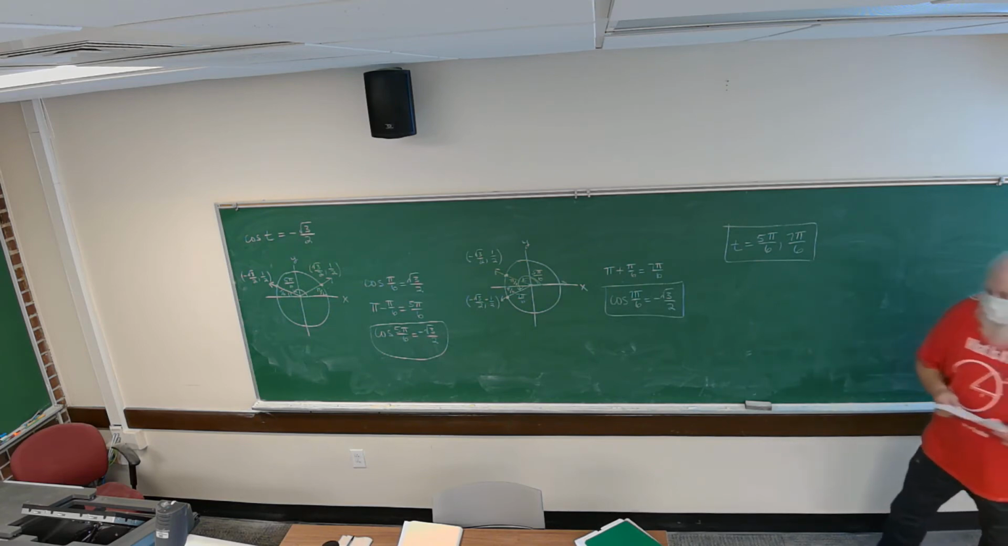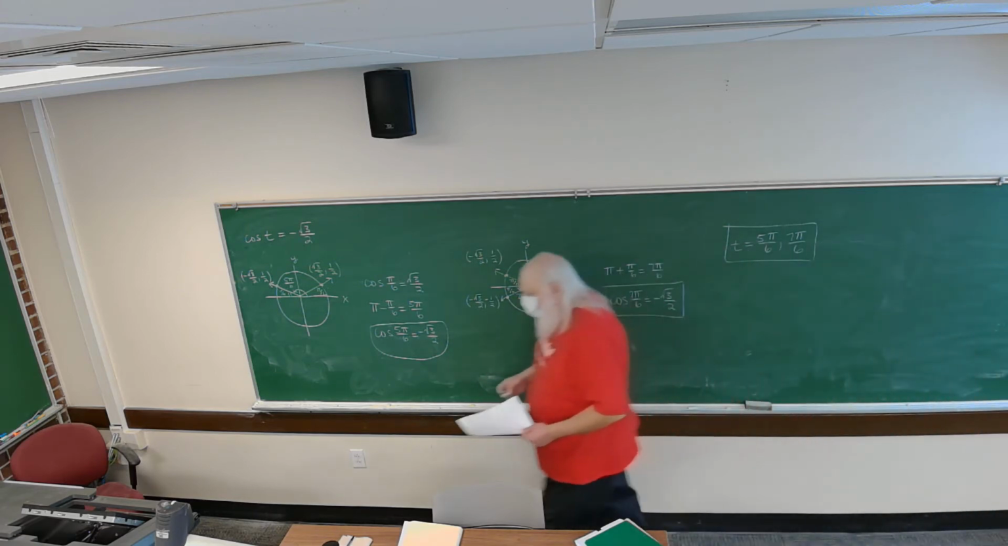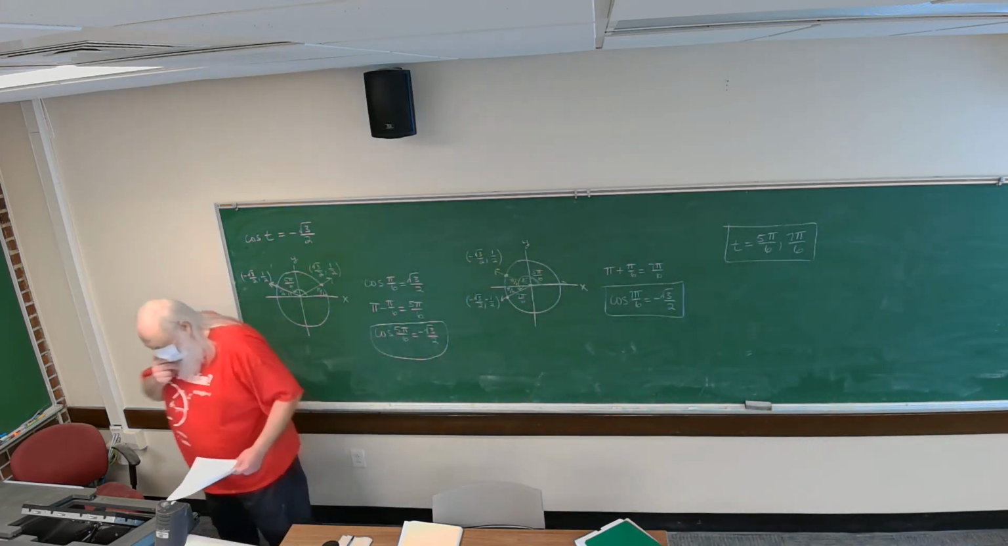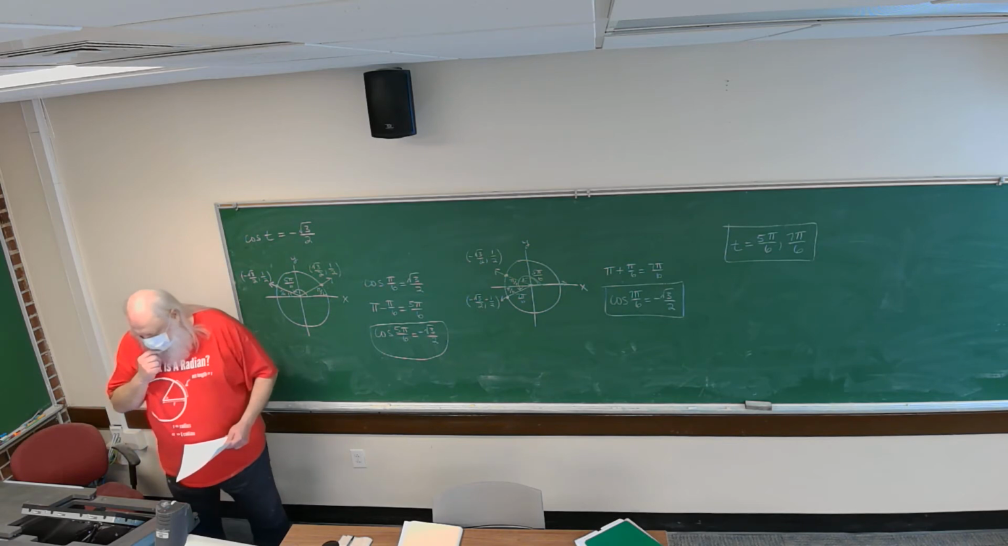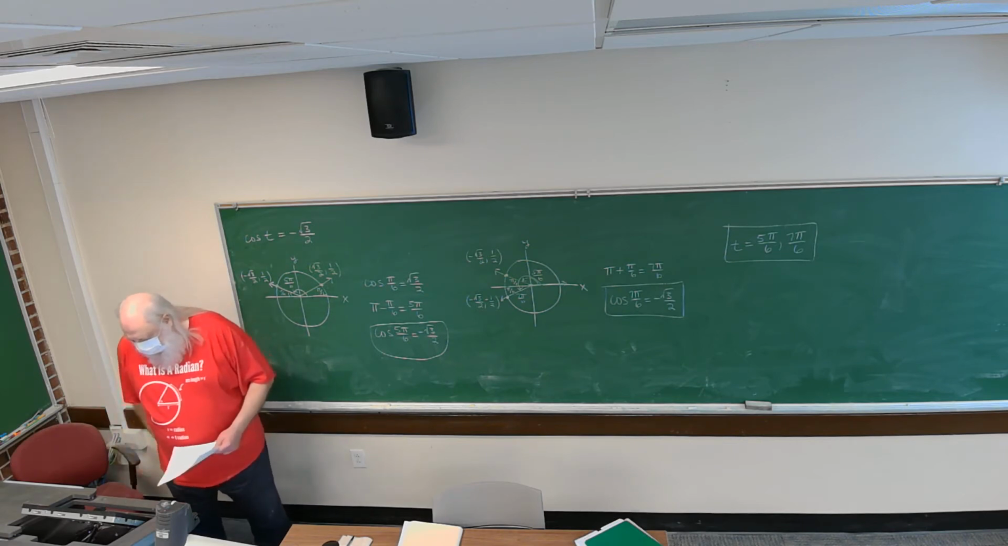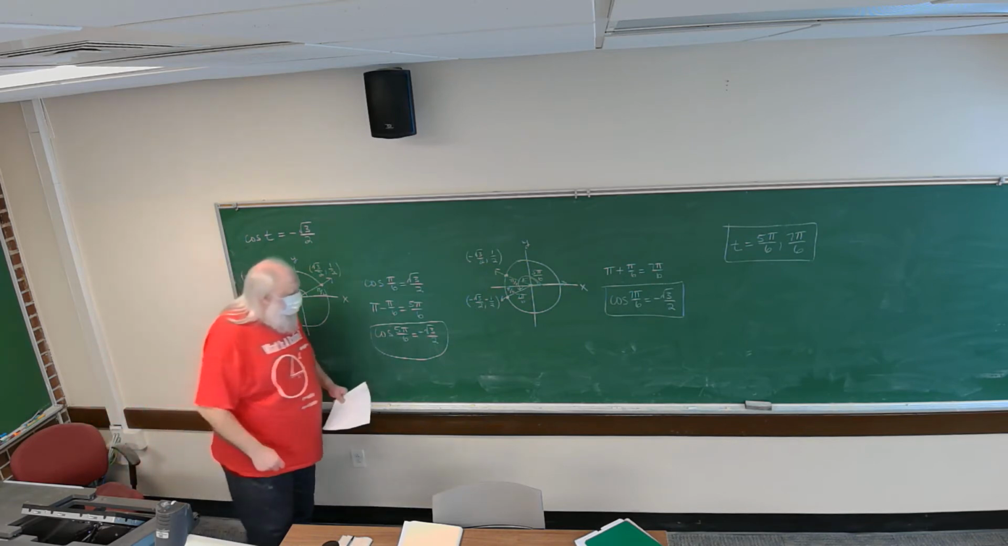Alright. In the last example, you're given if sine of angle t is equal to minus 2/3 and the point P is in the third quadrant, find the value of cosine t.